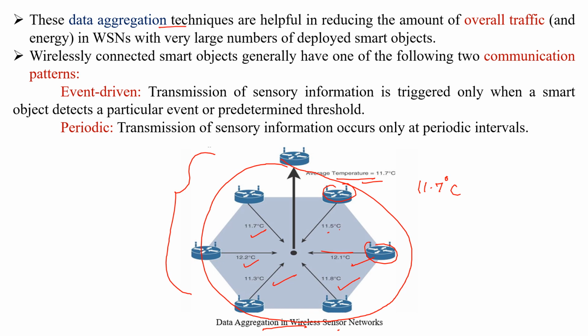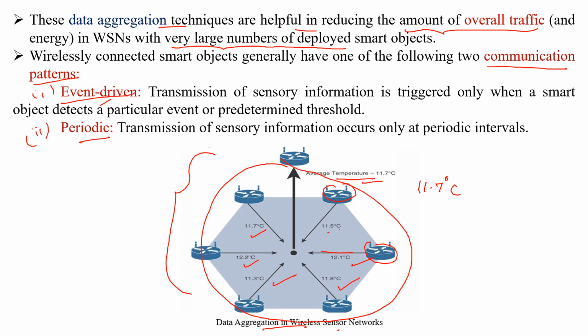These data aggregation techniques are helpful in reducing the amount of overall traffic in WSNs with large numbers of deployed smart objects. Wirelessly connected smart objects generally have one of the following two communication patterns. Now we are concentrating on the communication pattern of the smart objects. So we have two communication patterns: one is called event-driven and the second one is periodic.